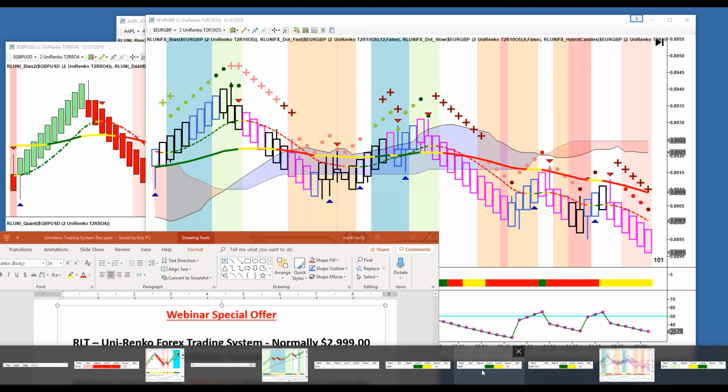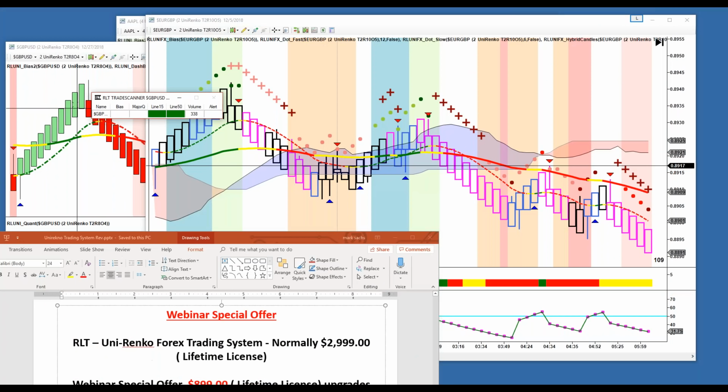And I just want you to see that on the dashboard or the scanner, we have this volume. Now, this volume is telling you the number of lots crossing per unit minute. Every minute, it's going to reset.